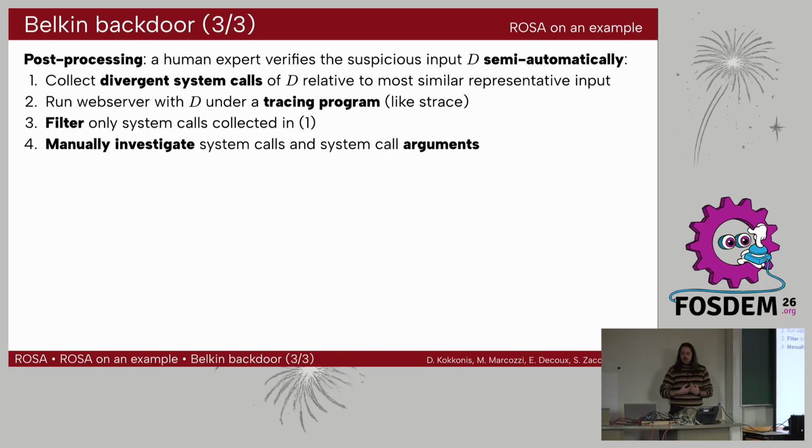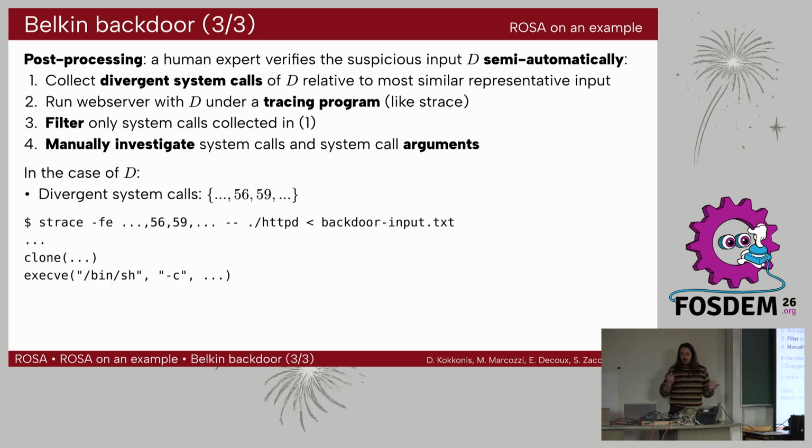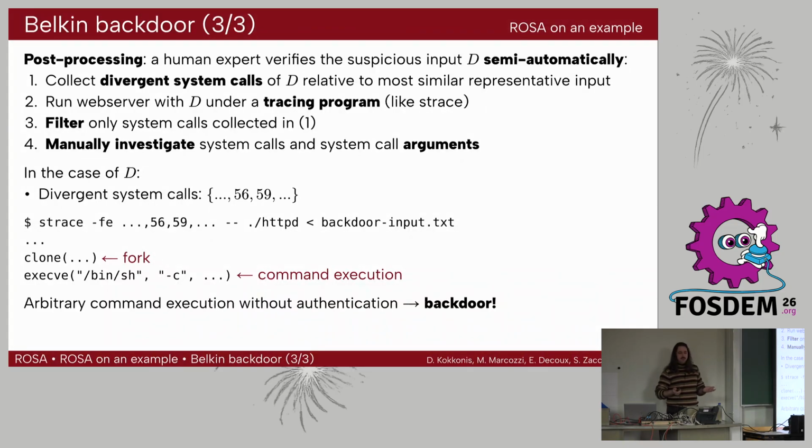What you do is take the divergent system calls that ROSA gives you. In this case, there's 56 and 59. If you know your system call numbers, you know what those are. You run that through strace, and then you look at the actual log that strace gives you, and you can immediately see that there's a fork and exec of bin sh, so a reverse shell on the server without authentication. So obviously, this is not right.